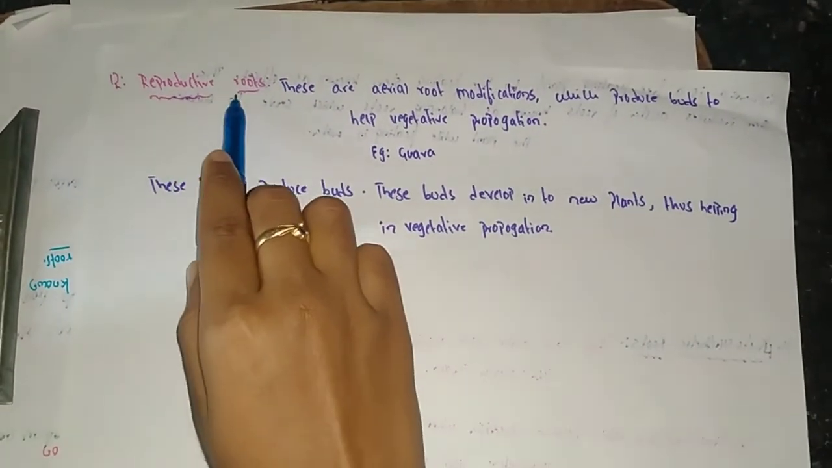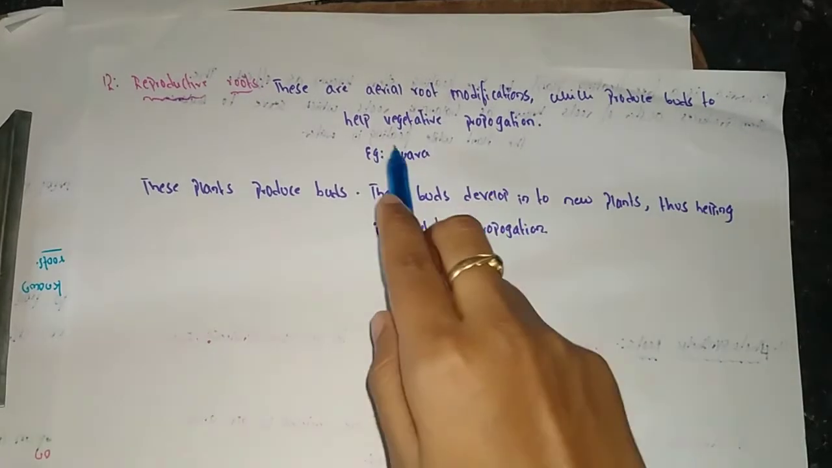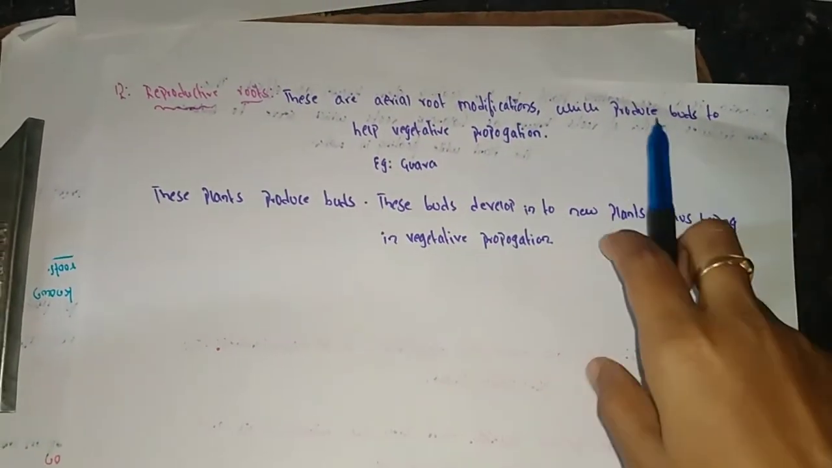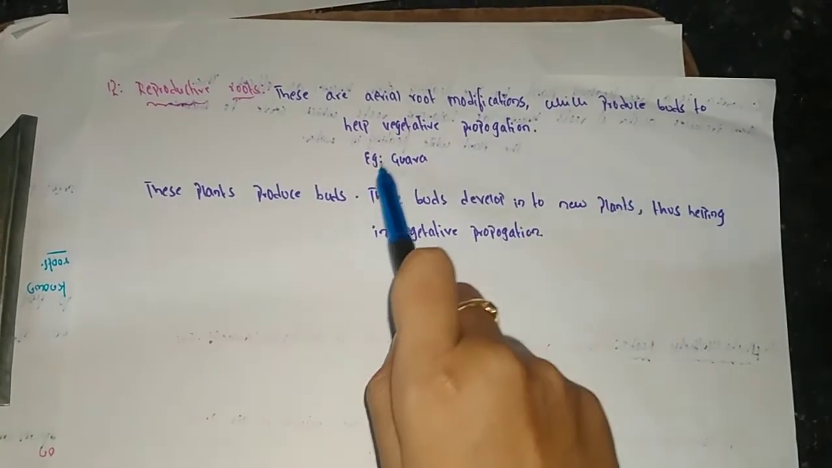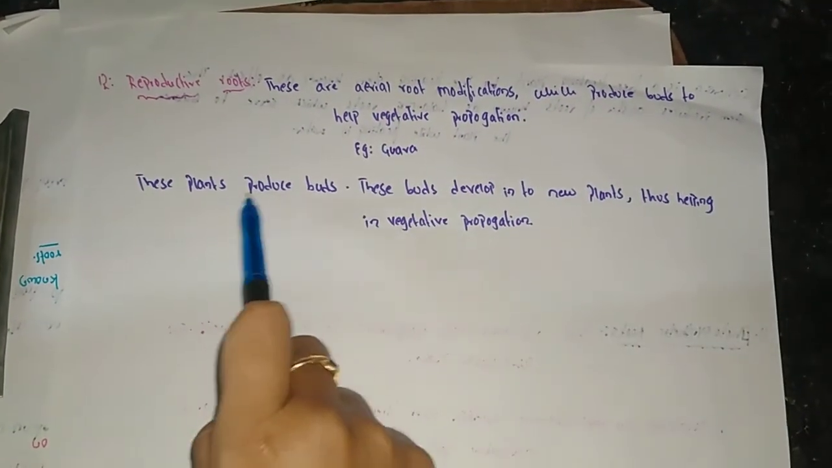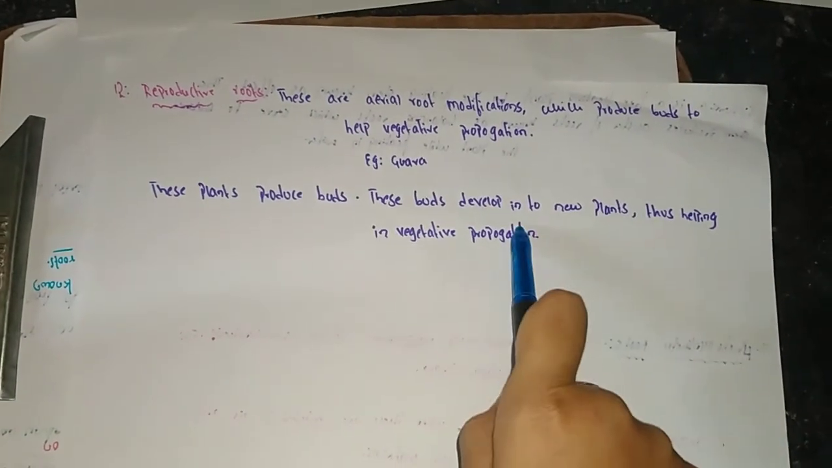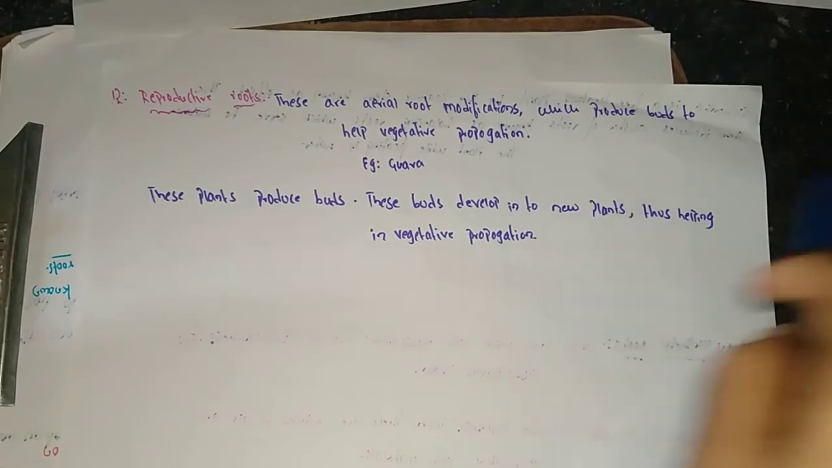Next type is reproductive roots. These are aerial root modifications which produce buds to help vegetative propagation. Example: guava. These guava plants produce buds. Buds develop into a new plant, thus helping in vegetative propagation. So these are called reproductive roots.